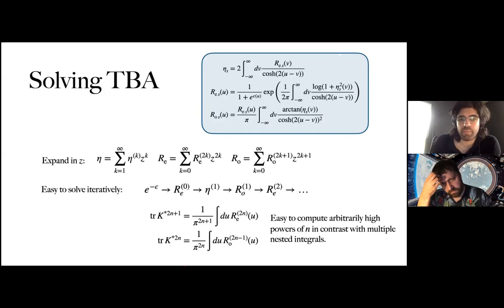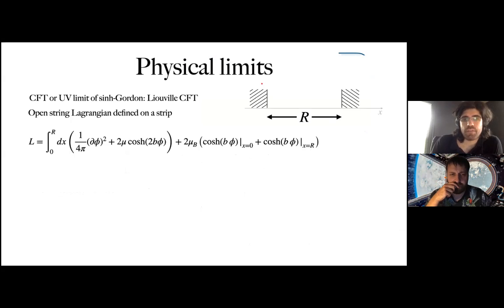Okay, but now we'd like to make some more physical checks and see some more physically interesting limits of the G function. For that, we're going to study the CFT or UV limit of the sinh-Gordon, which is well known to be related to the Liouville CFT. The reason why this happens is of course well known, but let me review it quickly. We start with the open string Lagrangian of the sinh-Gordon defined on a strip of size R. We add also this boundary term.